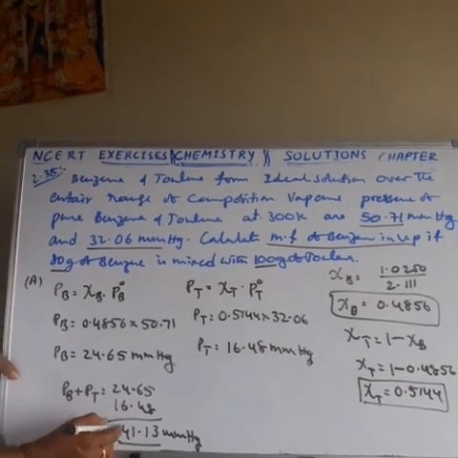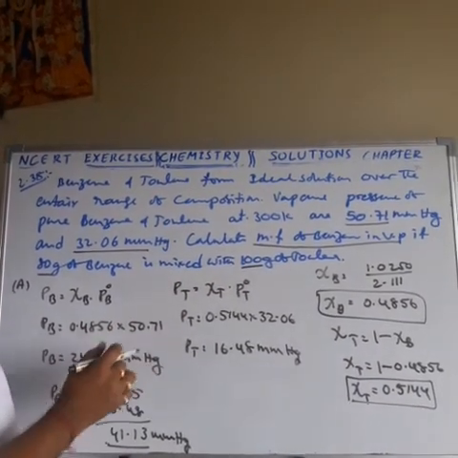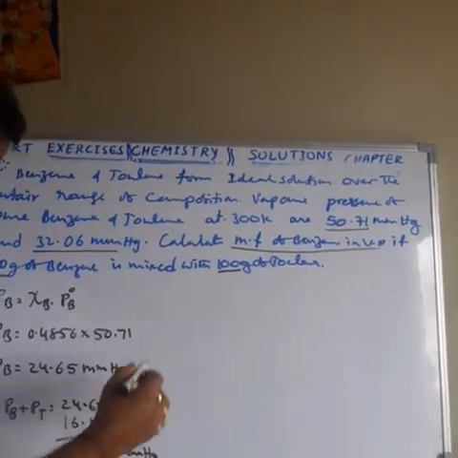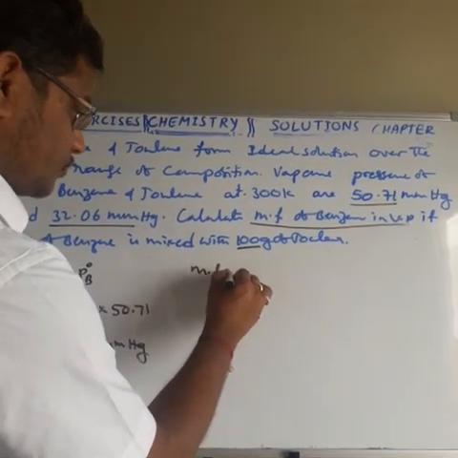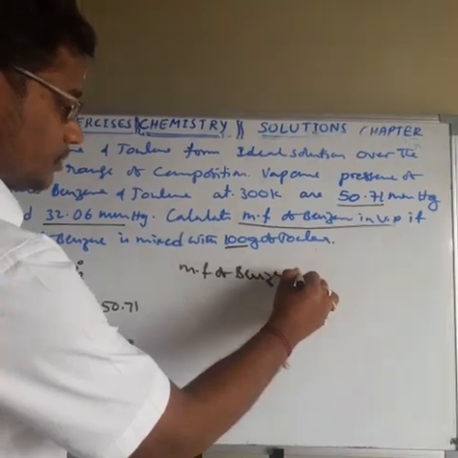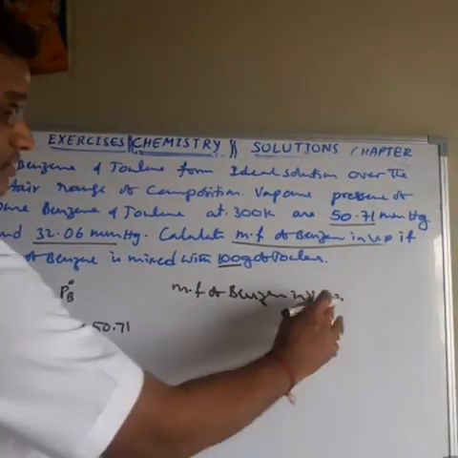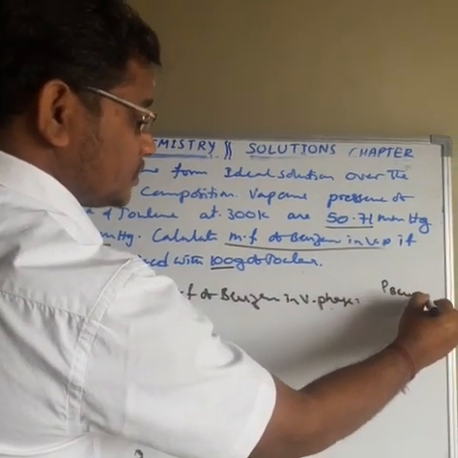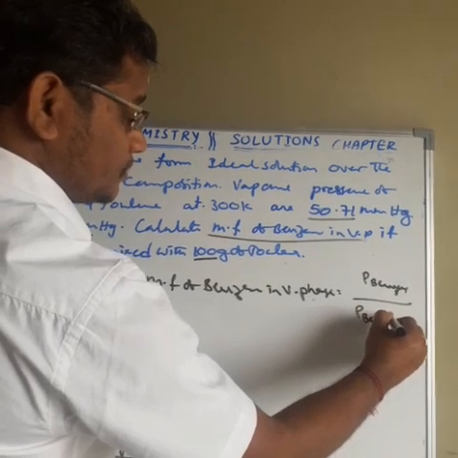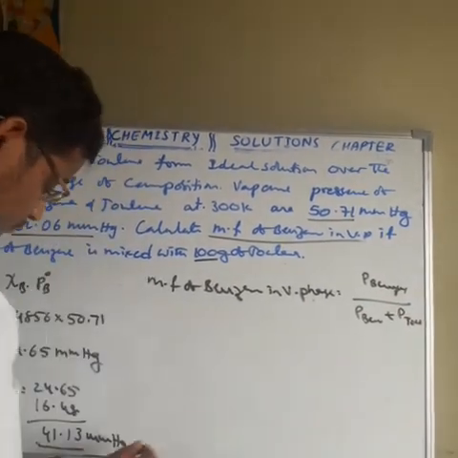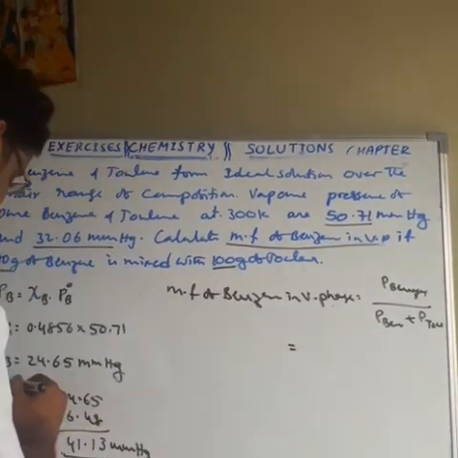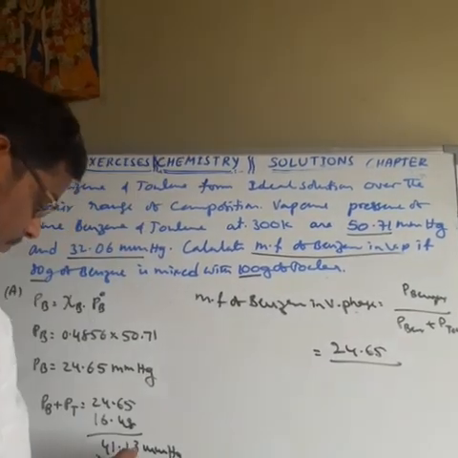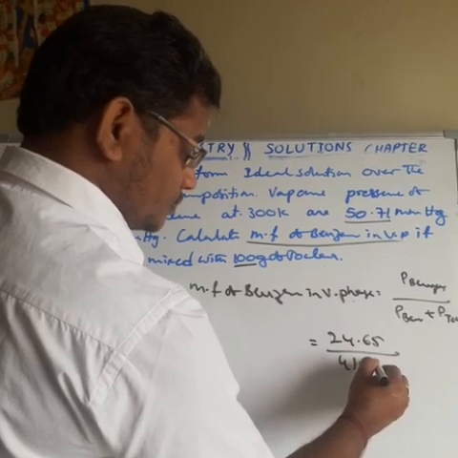Using this total vapor pressure and also the partial pressures of benzene and toluene, we have to calculate the mole fraction of benzene in the vapor phase. That is the next step. Mole fraction of benzene in vapor phase, this is vapor phase, not vapor pair. Formula: partial pressure of benzene divided by partial pressure of benzene plus partial pressure of toluene, which is the total value. Then the partial pressure of benzene is 24.65 mm of Hg divided by 41.13 mm of Hg.